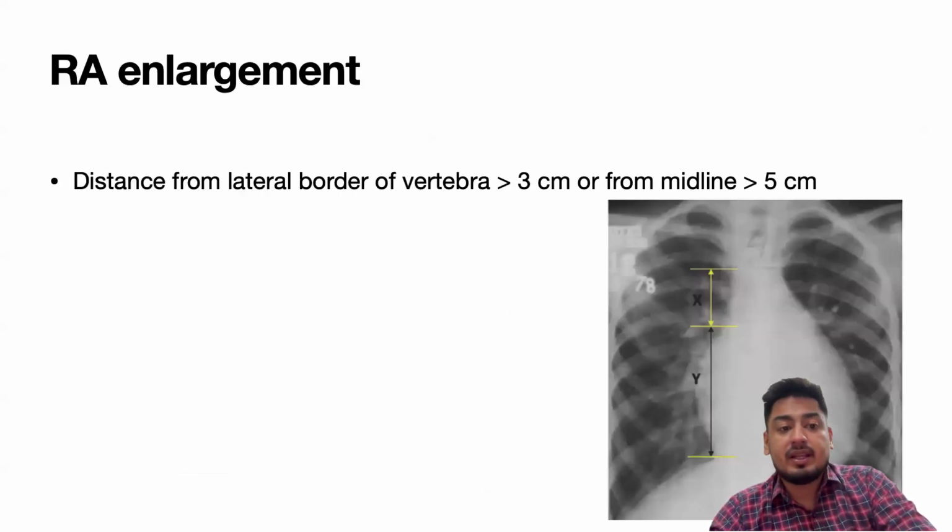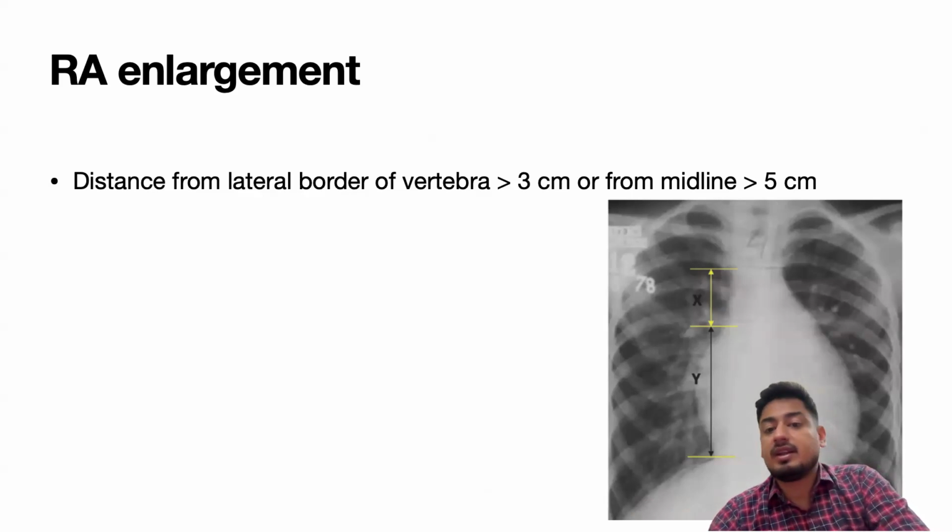Now coming to RA enlargement. For RA enlargement, we measure the distance from the lateral border of the vertebra to the lateral border of the heart on the right side. If it is more than 3 centimeter, or if we measure from the midline and it is more than 5 centimeter, then we call it RA enlargement. And if the height of the RA is more than three intercostal spaces, then also we can call it RA enlargement. So in what conditions will you find RA enlargement? RA enlargement can be seen in PAH.